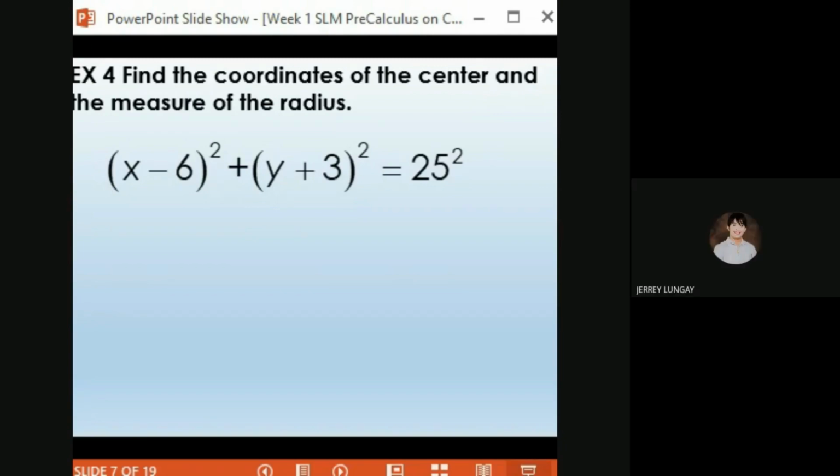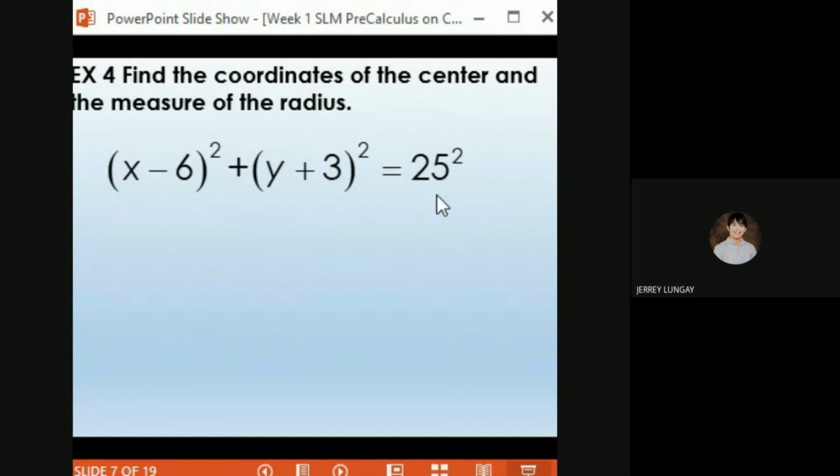Okay, Phil Joy, what is your answer? Can you turn on your microphone, please? 25, sir. Why 25, not 5? It is already in standard form, sir, and we need to take the square root out. We square root the 25 squared, so the square cancels and 25 remains for the radius. Okay, that is correct, very good. 25 is the correct answer for this example, not really 5.